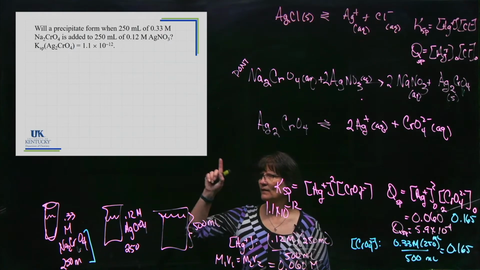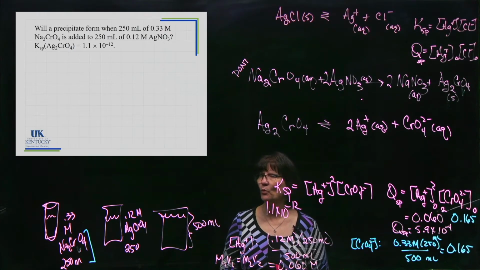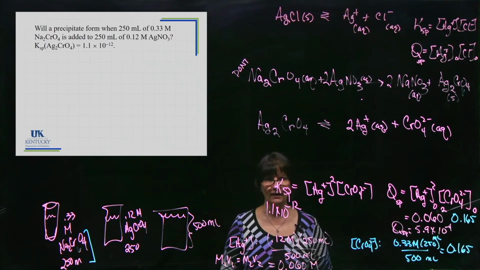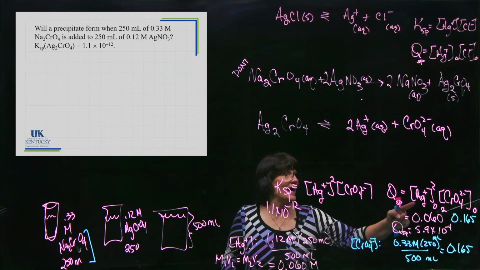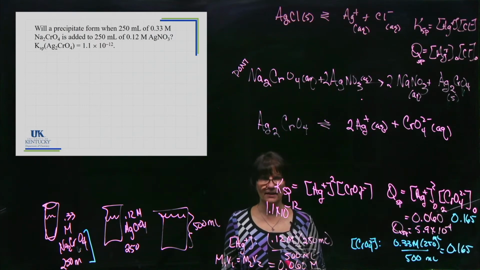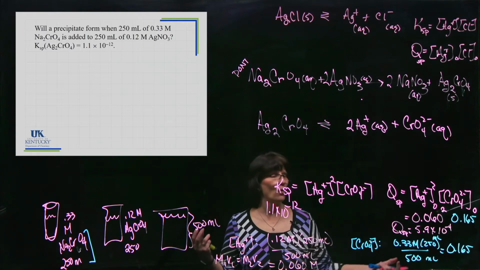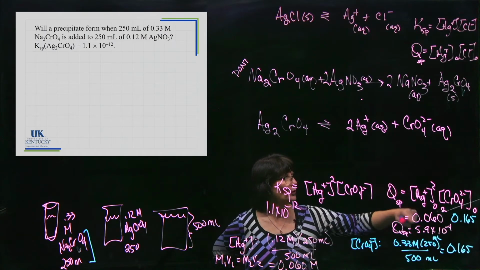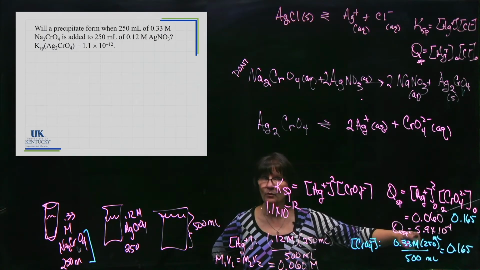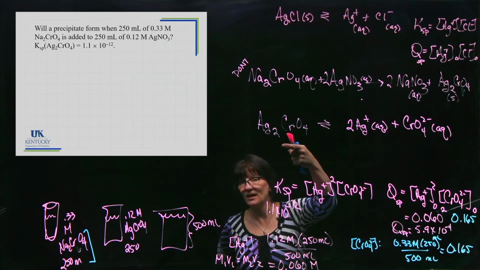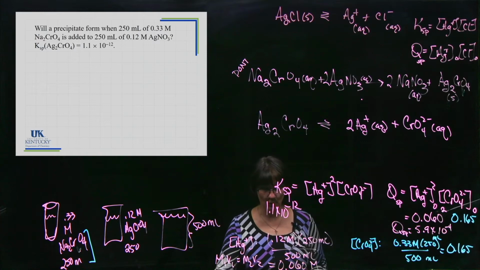Now I'm ready to compare my Q to my K. Where's the K? It's up there. K is 1.1 times 10 to the minus 12. This is much bigger than that. So what it's saying is, wait guys, there are way too many ions in here. I want to become K, not Q. So I'm going to realize, since this is bigger than where it wants to be, it's going to have to shift to precipitate, and so yes, a precipitate will form.